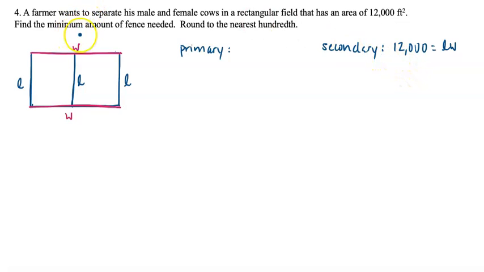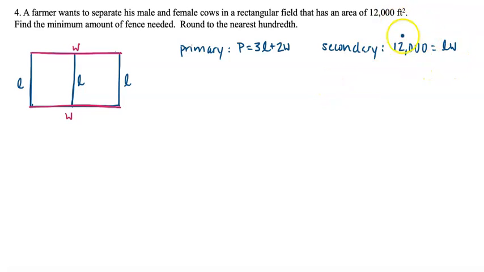I want to find the minimum amount of fence needed. So amount of fence looks a whole lot like perimeter. So my perimeter is made of these 3 lengths plus these 2 widths. All right, so I've got my primary equation because I want to minimize the amount of fence needed. I've got my secondary equation, which is that the area total is equal to 12,000 feet squared.